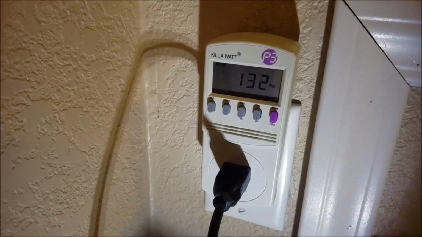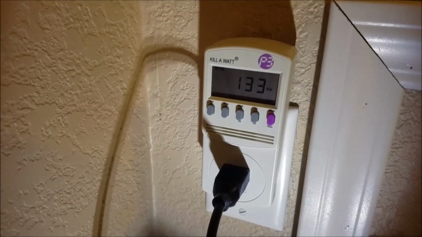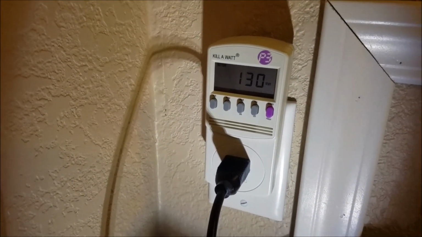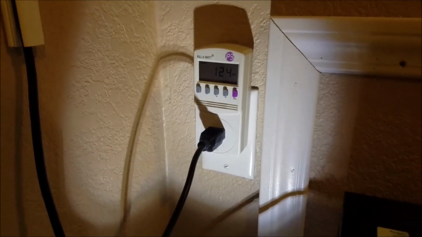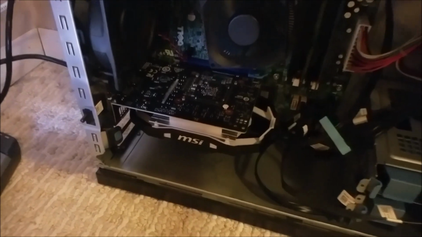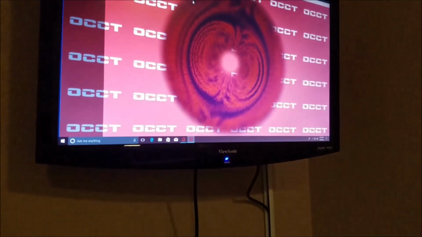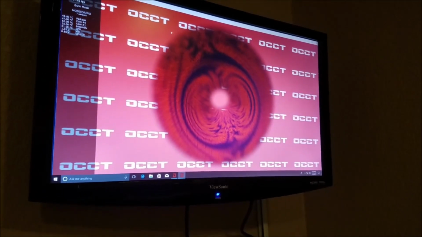So, taking a look at this, you can see that this PC is only pulling 133 watts from the wall right now. That stays pretty steady, and that's with OCCT running, which basically maxes out your CPU and GPU and pulls the most power your system's ever going to pull. So, doing more than a practical real-world gaming scenario, this thing's only pulling 130 watts.